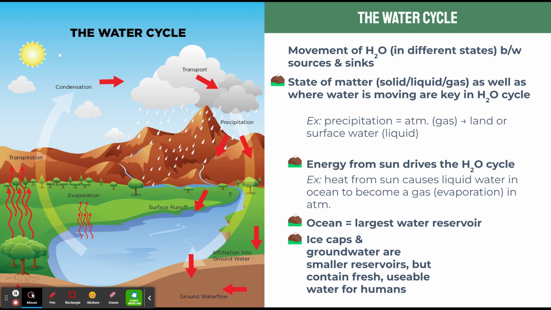So heat from the sun causes liquid water in the ocean to become a gas, which is called evaporation, when water is going from a liquid to a gas. And it's not just water in the ocean, it's also going to be water in any body of water or reservoir of water. So the ocean is the largest water reservoir. Our planet is majority salt water. Ice caps and groundwater are smaller reservoirs, but contain fresh, usable water for humans.